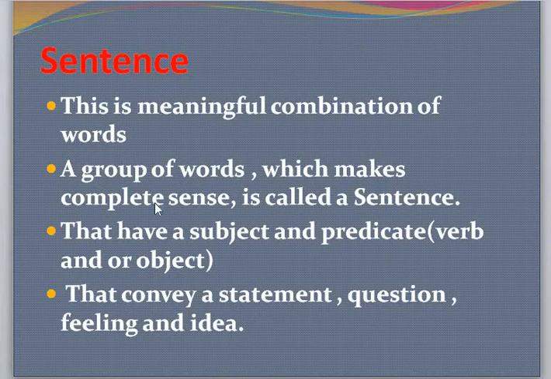So a group of words which makes a complete sentence, complete sense, complete idea is called a sentence. It has a subject and a predicate, the verb and the object. Verb and object together are called the predicate. So a group of words which gives us complete meaning, which contains a subject and a predicate, is called a sentence, one that conveys a statement, question, feeling or idea. Keep it in your mind.